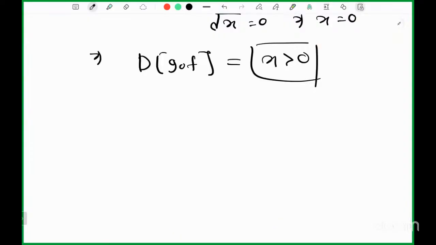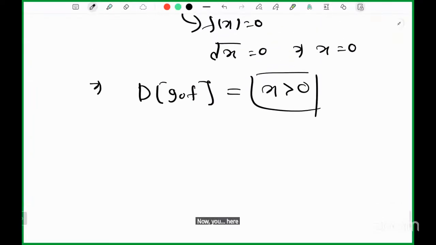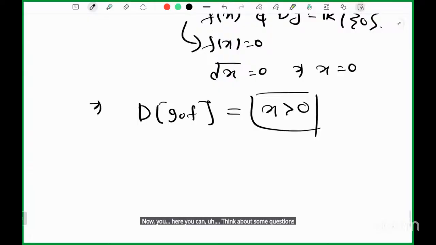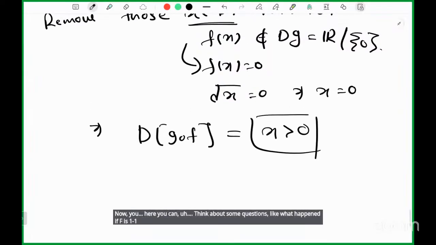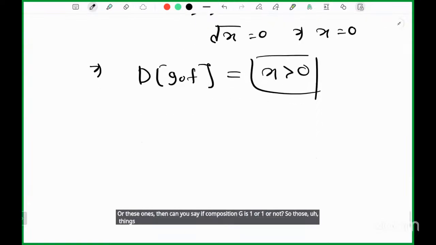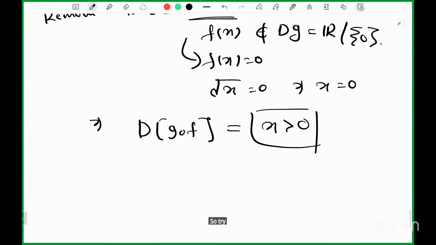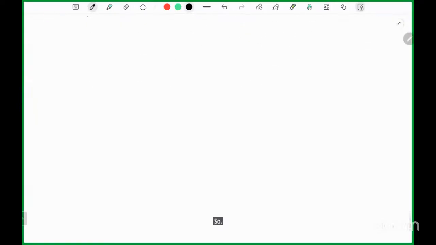Now you can think about some questions, like what happens if f is 1-1, can you say that f composition g is 1-1 or not, or if g is 1-1, can you say f composition g is 1-1 or not. Those things are left to you guys, or in the activity also you can find such questions. So try to figure that out, otherwise we can discuss it in the doubt session. So now let's go on to onto functions.